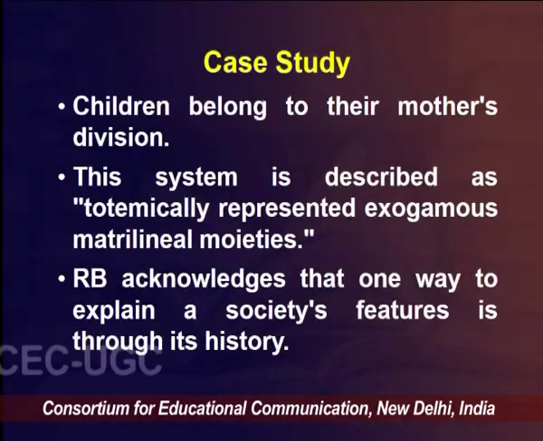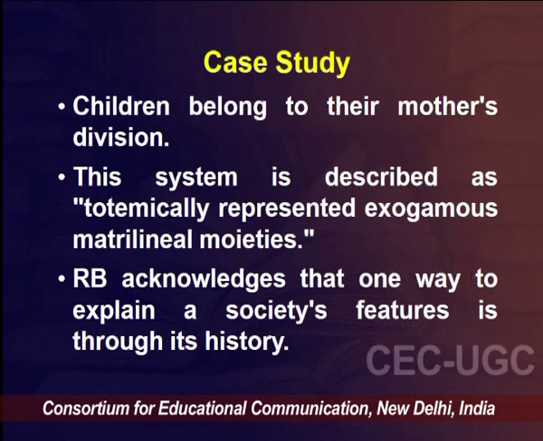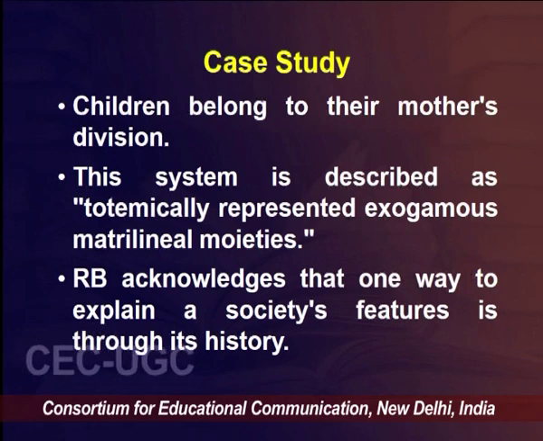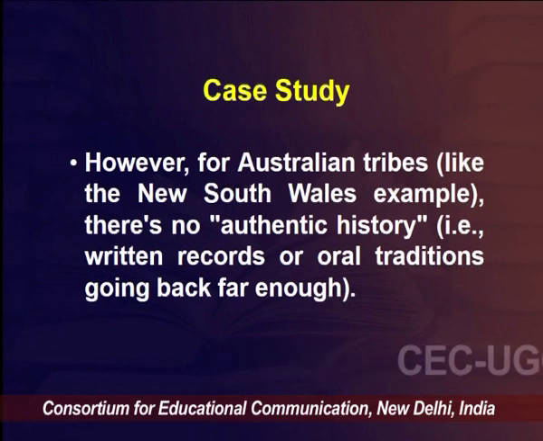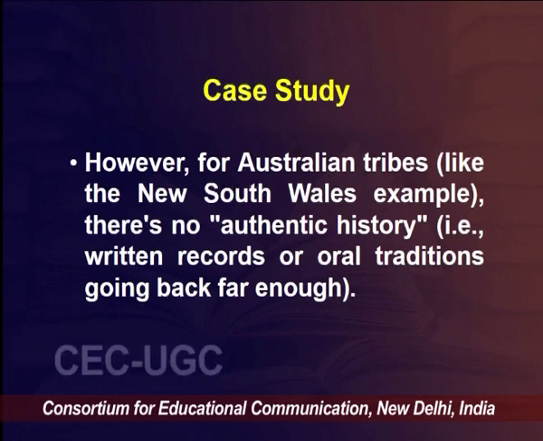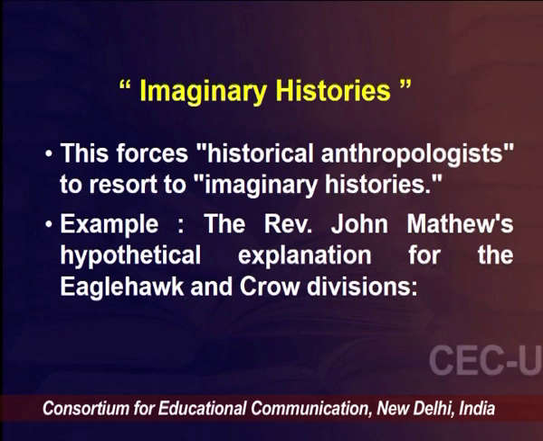This system is described as totemically represented exogamous matrilineal moieties. Exogamous, men are marrying outside the group. Matrilineal, the line of descent is through the mother, children belong to the mother's group. Now, Radcliffe Brown acknowledges that one way to explain a society's feature is through its history. However, for Australian tribes like the New South Wales example, there is no authentic history. That is, there are no written records or oral tradition going back far enough. This forces historical anthropologists to resort to imaginary histories.